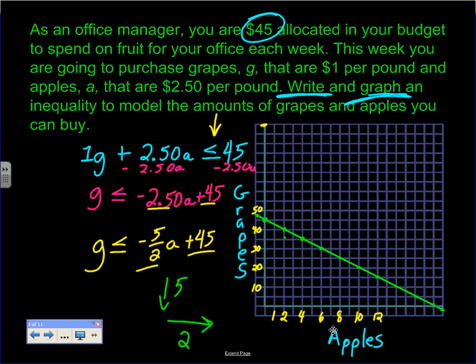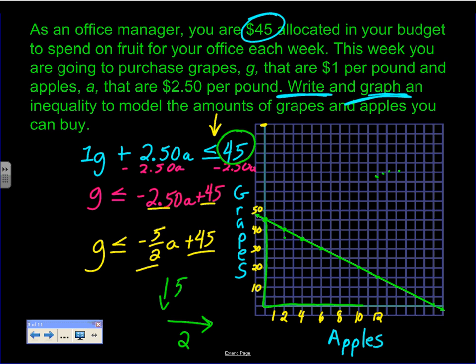So there you go. You have a solid line, and this is the solution to the problem, with the exception, which part of the graph do we shade? Well, if we're only allowed to spend $45, we cannot be spending money out here in this region, because that's going to be more than $45.